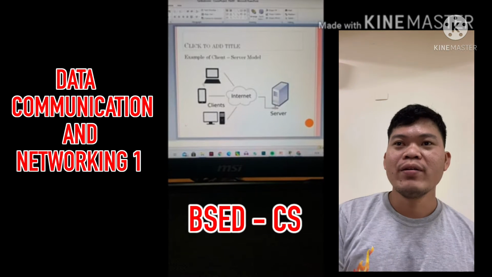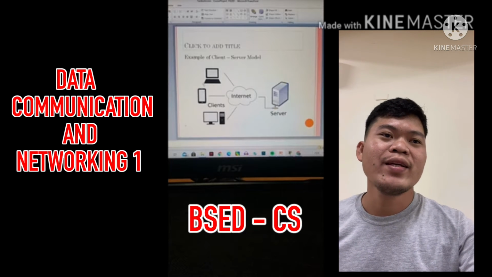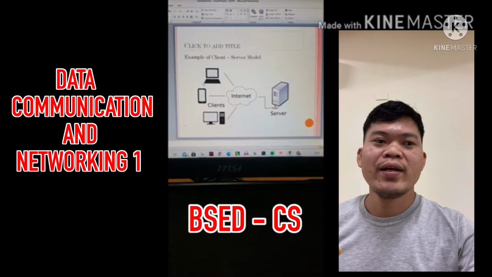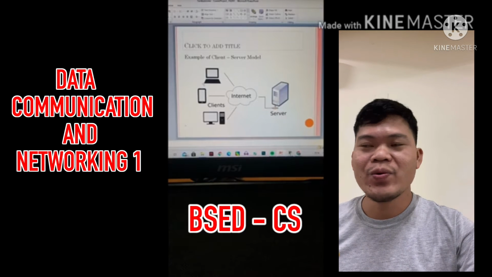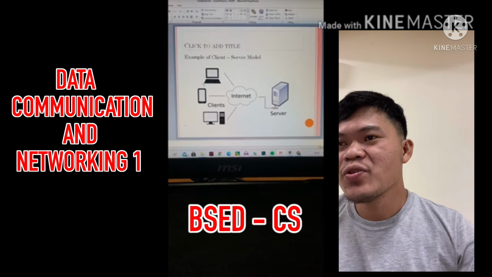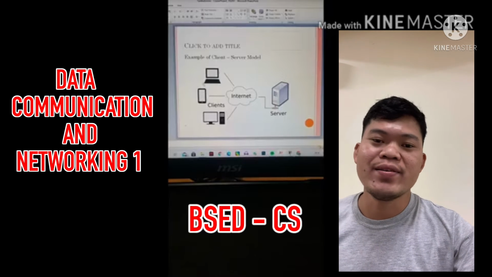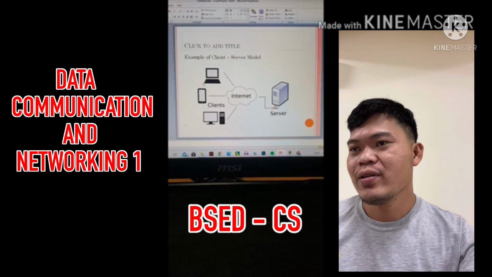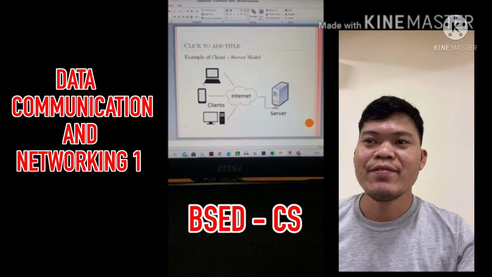Alright, so here are the examples. In a computer, a client is either computer hardware or software that accesses a service from a server. The server is also a computer that provides services to other computers, known as clients. So here's an example of a client-server model, as you can see. The thing in between the clients and the server is called the internet or the network.